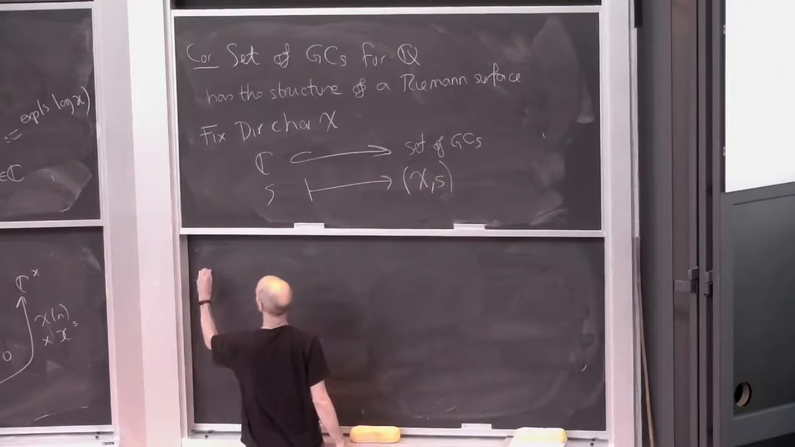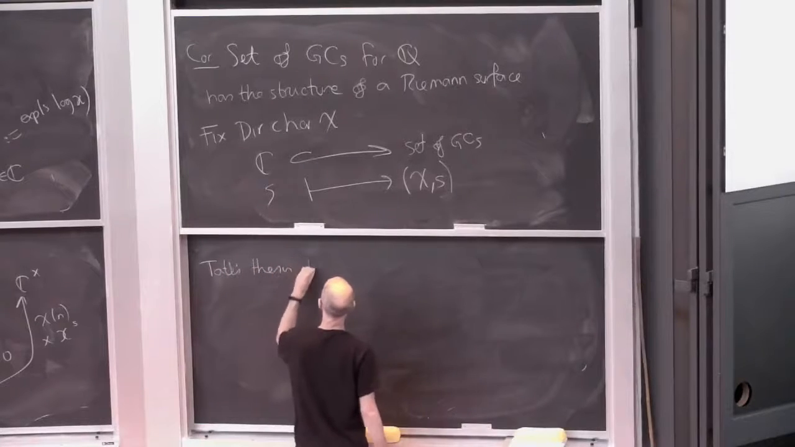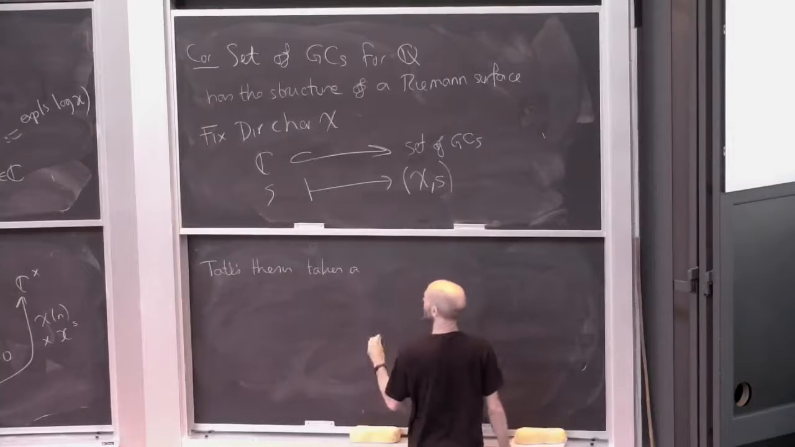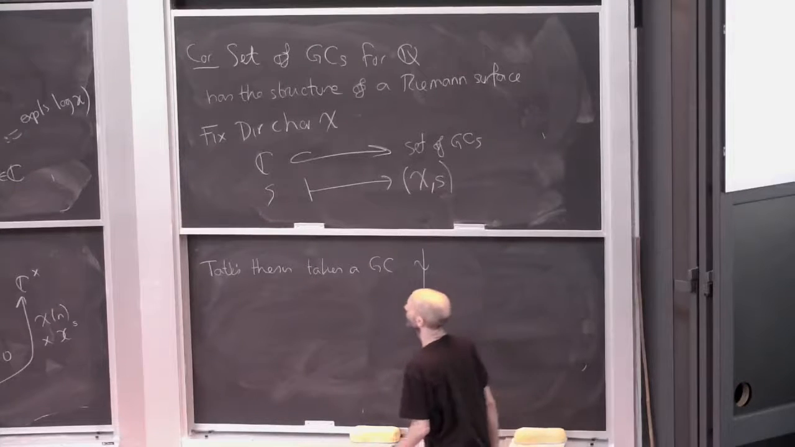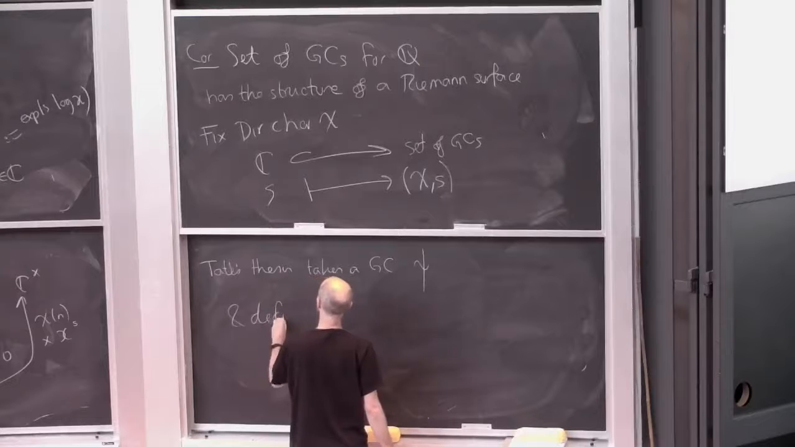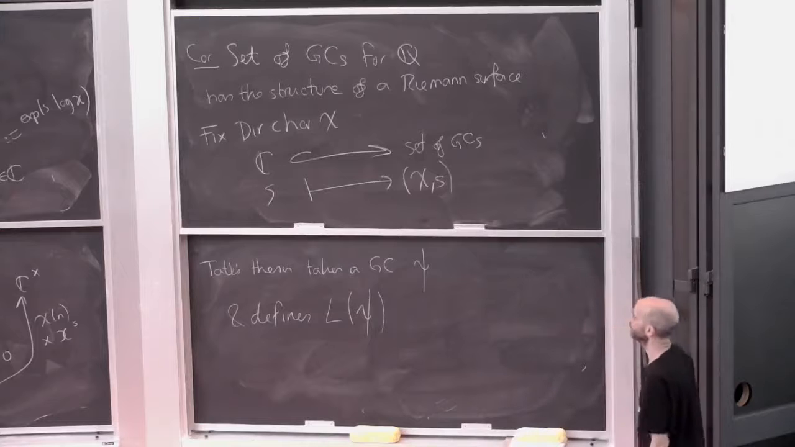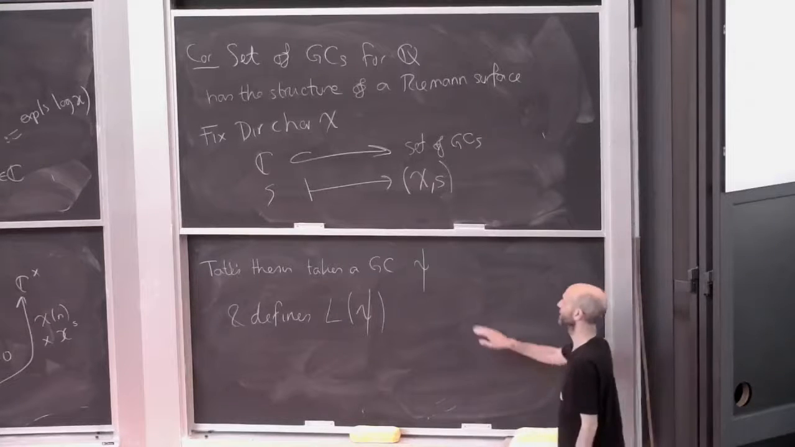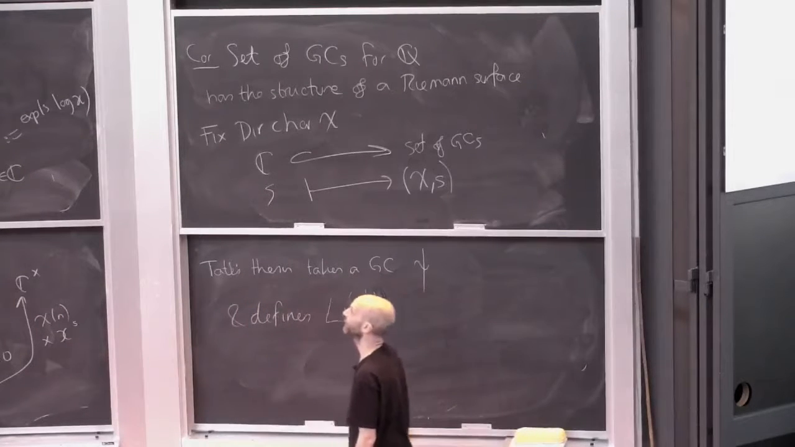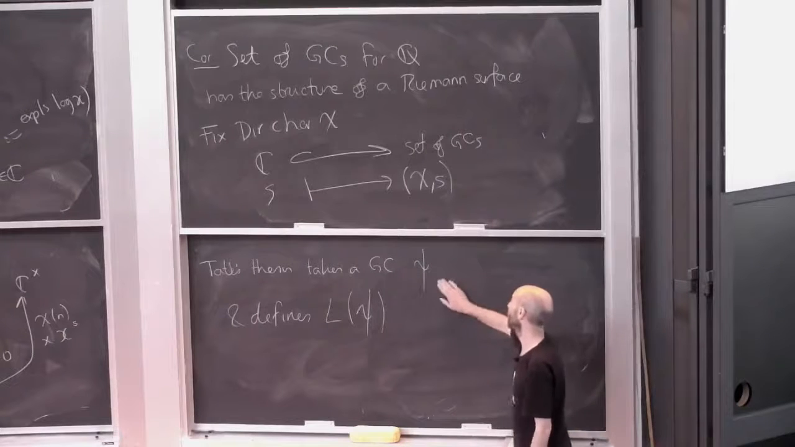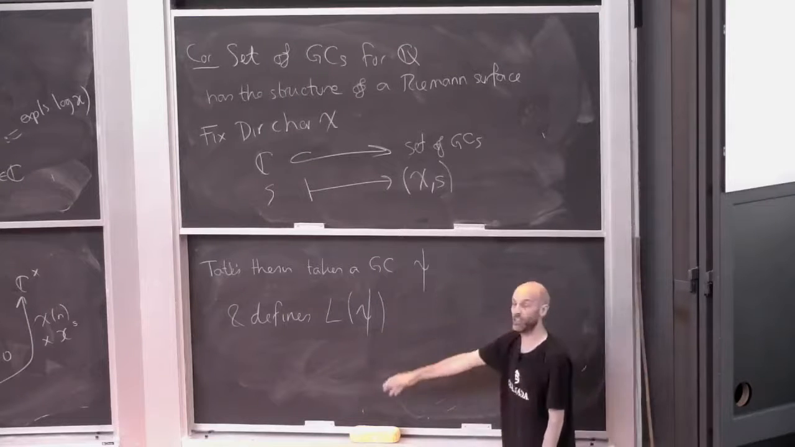So I'll tell you what's in Tate's thesis. He takes a Grossencharacter. Let's call it psi. And he defines L of psi. I thought he was going to define L of psi, comma, s when I was reading Tate's thesis. Given a Grossencharacter, because a Grossencharacter is kind of a generalization of a Dirichlet character. And Dirichlet characters have L functions. And a Grossencharacter is, in fact, an automorphic representation for GL1 over the adeles. And automorphic representations have L functions.